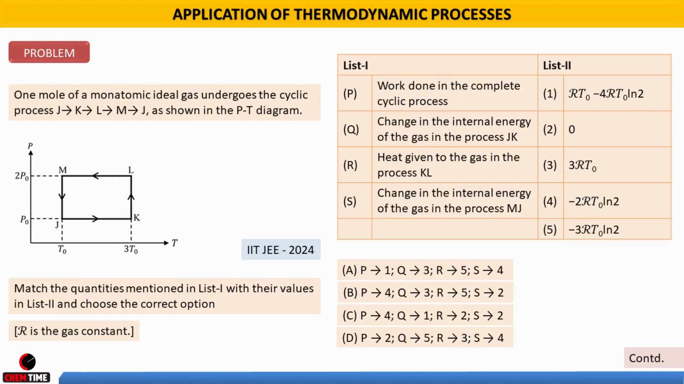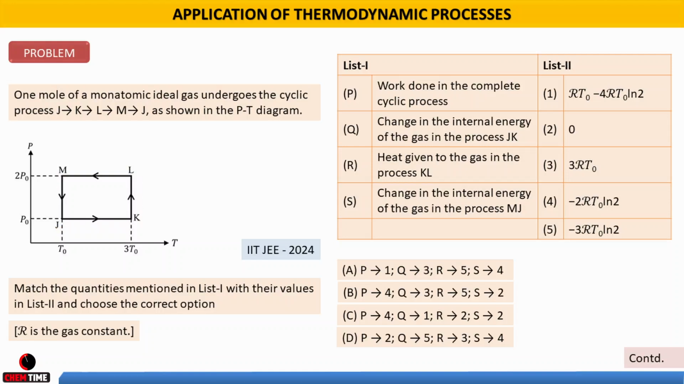Welcome to the presentation. In this presentation, we are going to discuss the application of the thermodynamic processes that have been developed in the last presentation. And these problems are taken from the recently concluded IIT JEE examination. The problem is: 1 mole of a monoatomic ideal gas undergoes the cyclic process JKLMJ as shown in the PT diagram.